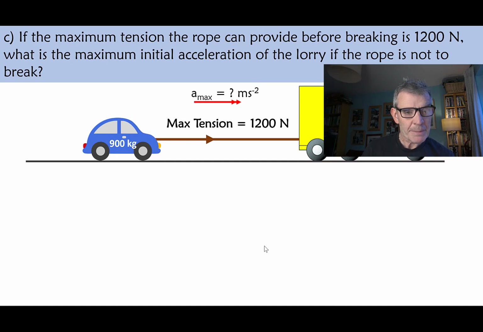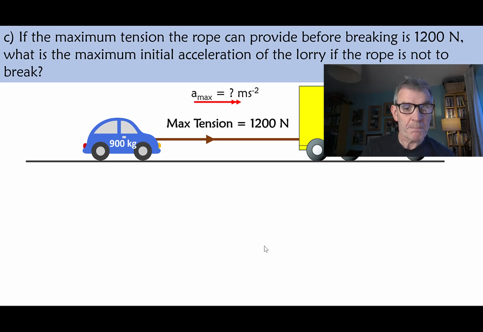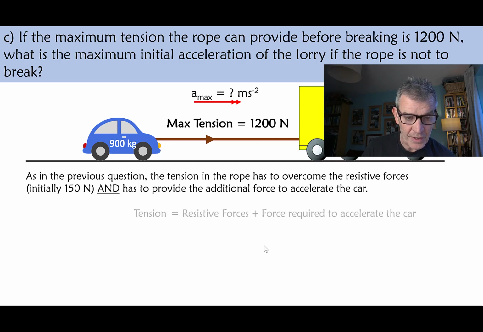Part C, a little bit more tricky, this one. If the maximum tension the rope can provide before breaking is 1,200 newtons, what is the maximum initial acceleration of the lorry if the rope is not to break? So the starting point is the same as in part B. We know the tension in the rope is doing two jobs. It's overcoming the resistive forces and it's providing the additional force to accelerate the car.